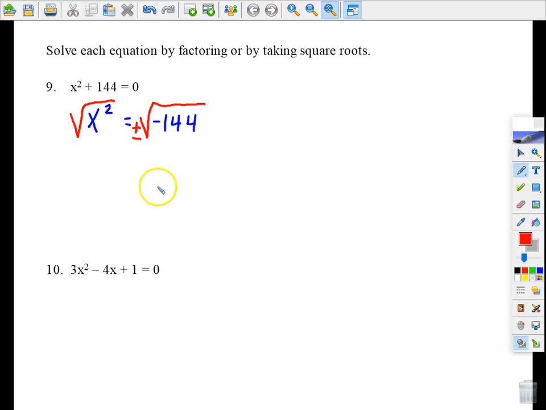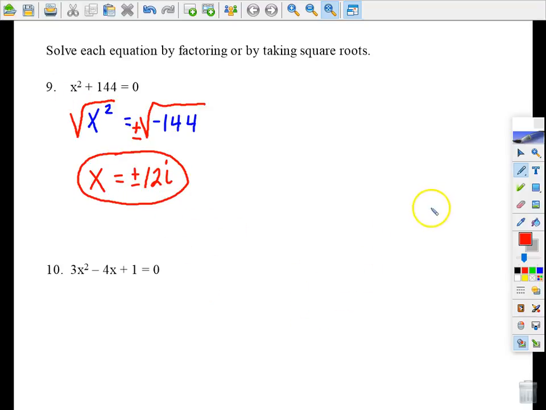Okay, the positive. So the square root of x squared is just x. And I'm going to have plus minus, so I've got two solutions, one positive, one negative. And now I need to simplify the square root of negative 144. Remember, the way we simplify negatives under radicals, square roots, is using the number i. So my two solutions will be positive and negative 12i. And those are my answers for number 9.